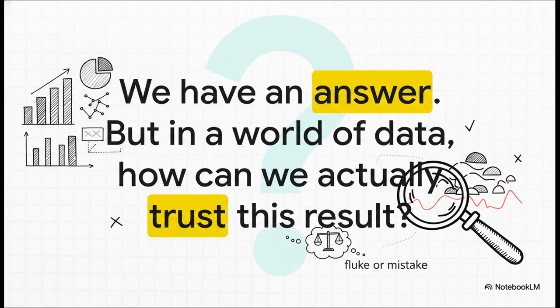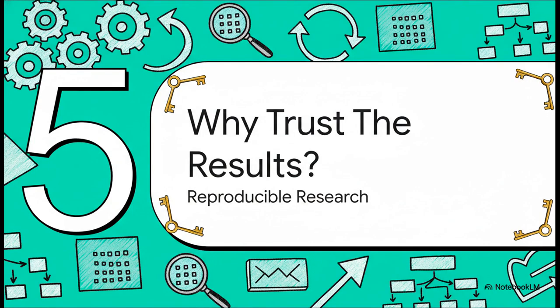Amazing! But hang on a second. In a world where people are constantly throwing stats around, getting an answer is the easy part. The hard part is knowing if you can actually trust it. How do we know this isn't just a fluke or a mistake? And that question leads us to what might be the single most important concept in all of modern data analysis. It's a golden rule, and it's called reproducible research.